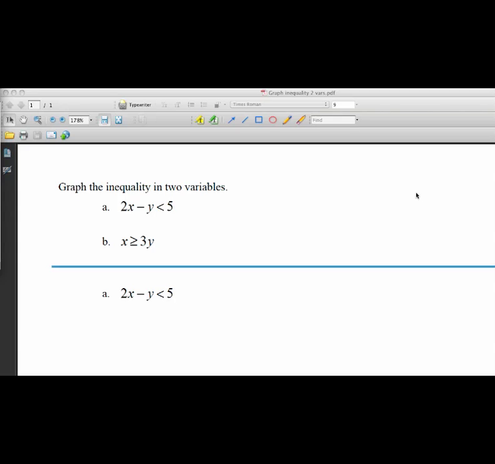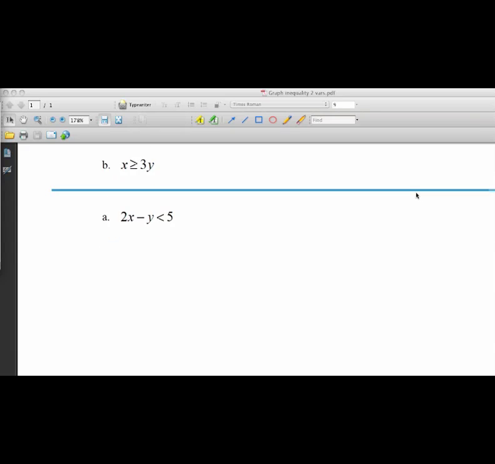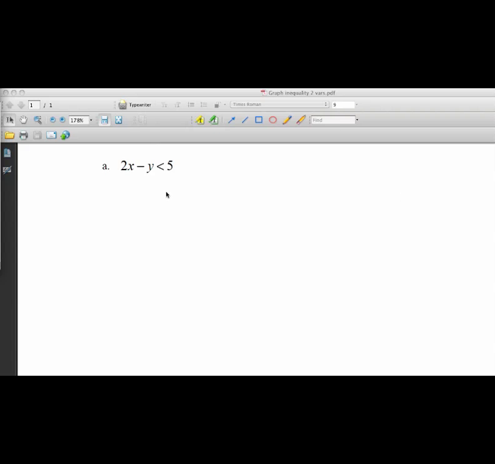Graph the inequality in two variables. We will do parts A and B, starting with part A. The first thing we want to do when graphing an inequality in two variables is to graph the related equation. So we will temporarily change this less than symbol to an equals symbol while we focus on graphing the line.